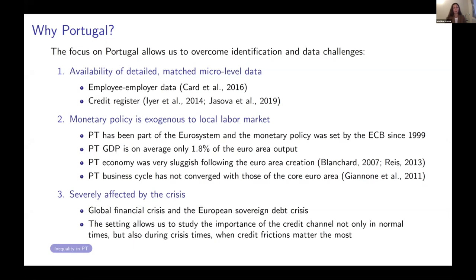The final reason why Portugal is an interesting setting to look at is that we want to understand whether these changes are state dependent. In other words, whether there's a difference in monetary policy during the crisis period versus normal times. And again, the setting of Portugal allows us to look in a country that has not only suffered from the global financial crisis, but more importantly, also through this European sovereign debt crisis.